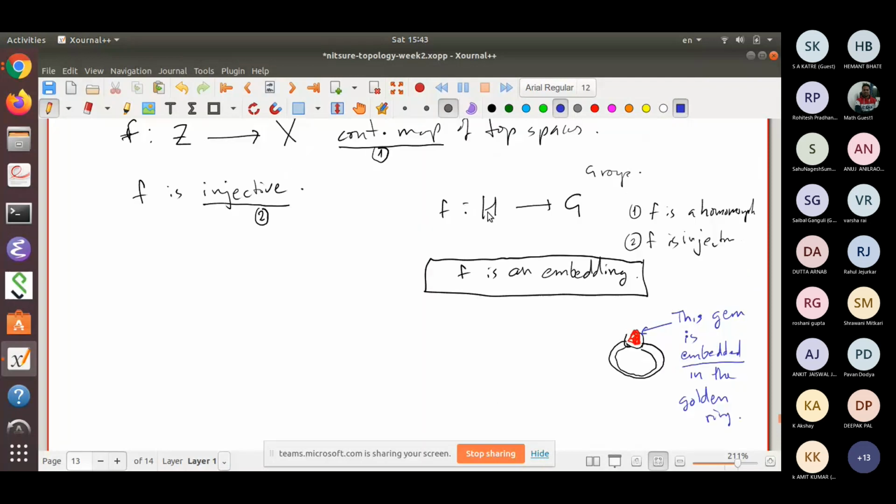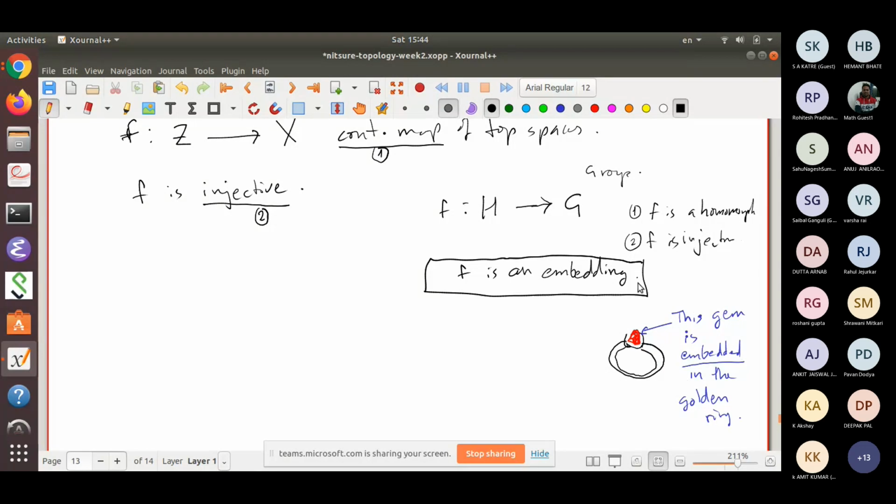Okay. So if I have group H and an injective homomorphism to a group G, this arrow has come out to be very bad. Let me make the arrow look better, more like an arrow. Okay. Then this gem is embedded there. You take the gem and you put it in the ring. You are taking the ruby and putting it in the golden ring. G is the golden ring, H is the red colored stone, and F is the putting it in. And you have put it in injectively.